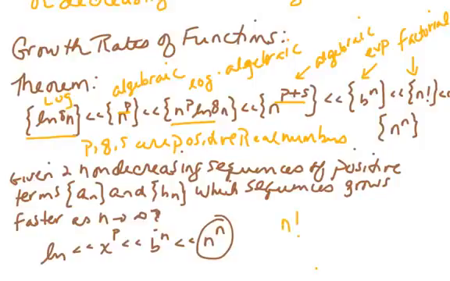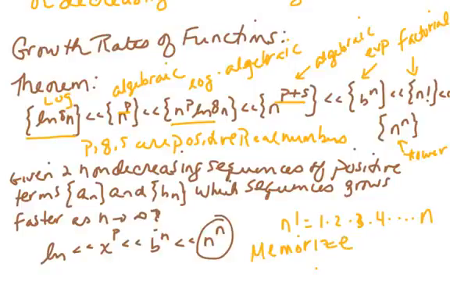And again, your factorial is 1 times 2 times 3 times 4 all the way up to n. And then here's your tower function. So you can certainly put this on your formula card, but you really do need to memorize it. You need to have this committed to memory: that indeed your log is slower growing than your algebraic, which is slower growing than your exponential, which is slower growing than your factorial, which is slower growing than your tower function. And that's a wrap up.